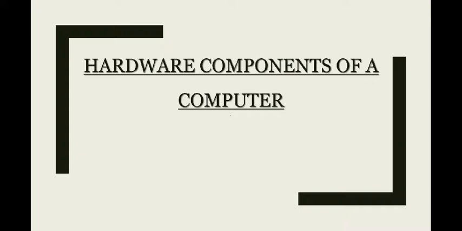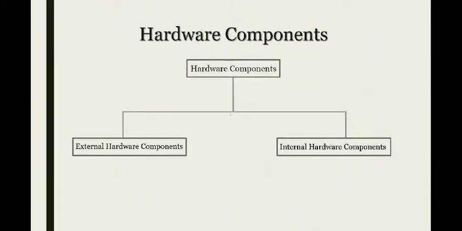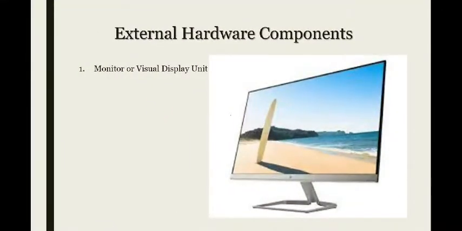Okay, hardware components of a computer. There are two hardware components, external and internal hardware components. We'll see those only. Okay, so hardware components are of two types, external hardware components and internal hardware components. Okay, external hardware components: monitor.